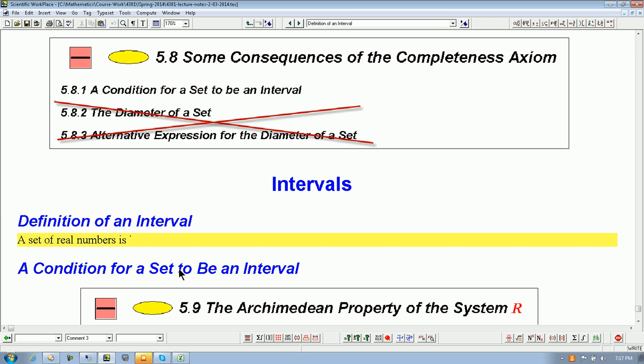A set of real numbers is said to be, and here's the word, interval, if, here we go, either a set. I think I need a name. I think I'll call it E.